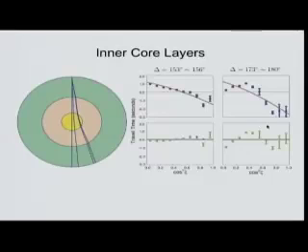Instead of the east-west direction being the slowest, it's not. The slowest direction seems to be when it's here. So the anisotropy is changing behavior when it gets close to the center of the Earth. So this suggests that there might be two distinct layers in the inner core. The material might be the same or it might be different. We don't really know, but at least the data suggests that there's some difference.